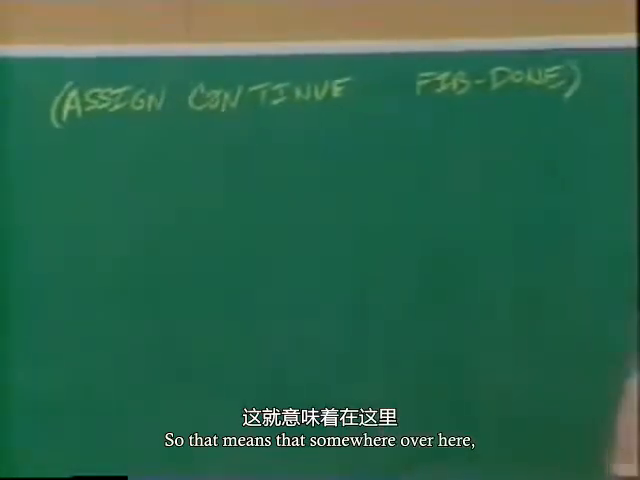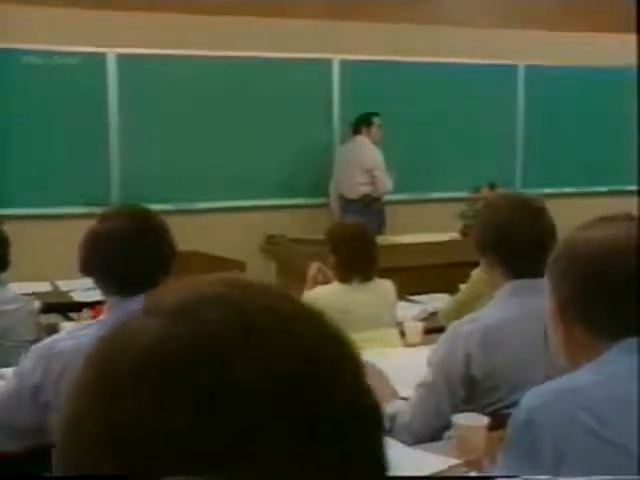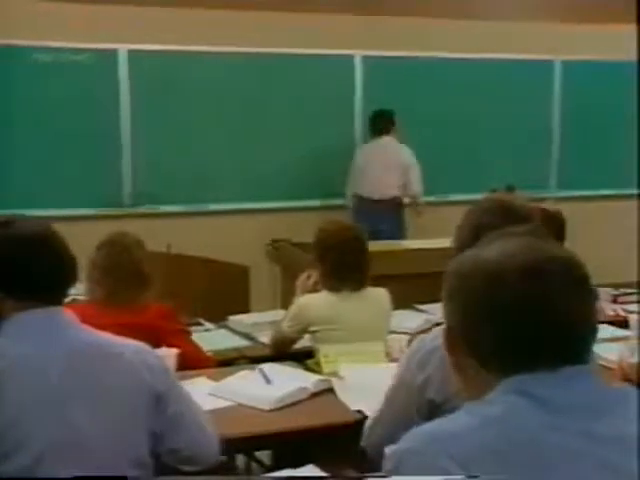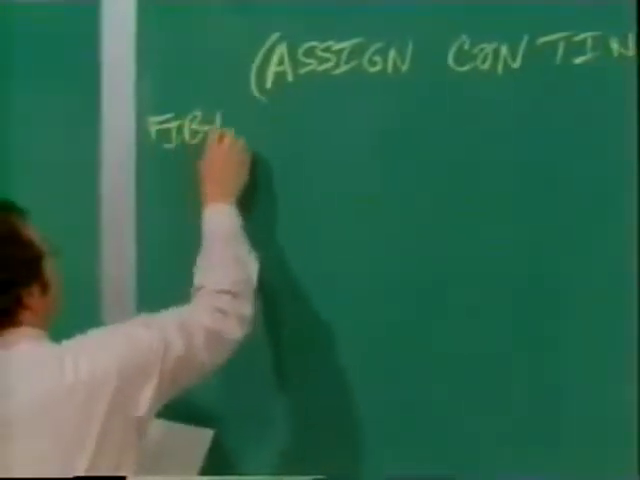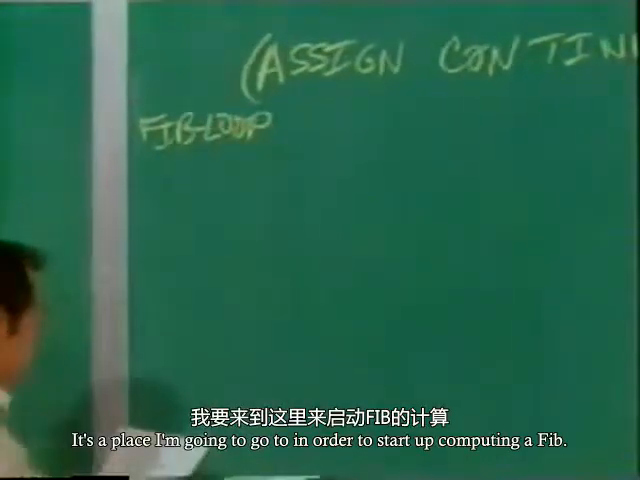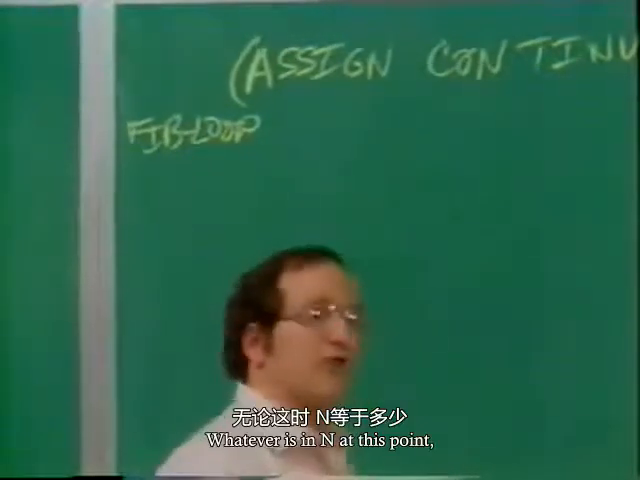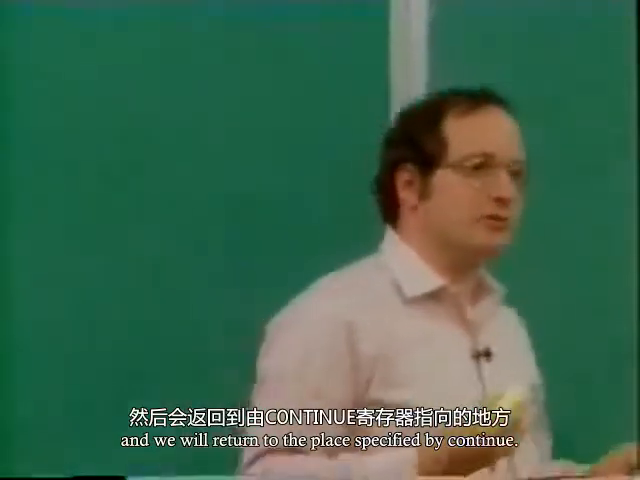So that means that somewhere over here I'm going to have a label, fib done, which is the place where I go when I want the machine to stop. That's what that is. And I'm going to make up a loop. There's a place I'm going to go to in order to start up computing a fib. Whatever is in n at this point, Fibonacci will be computed of, and we will return to the place specified by continue.